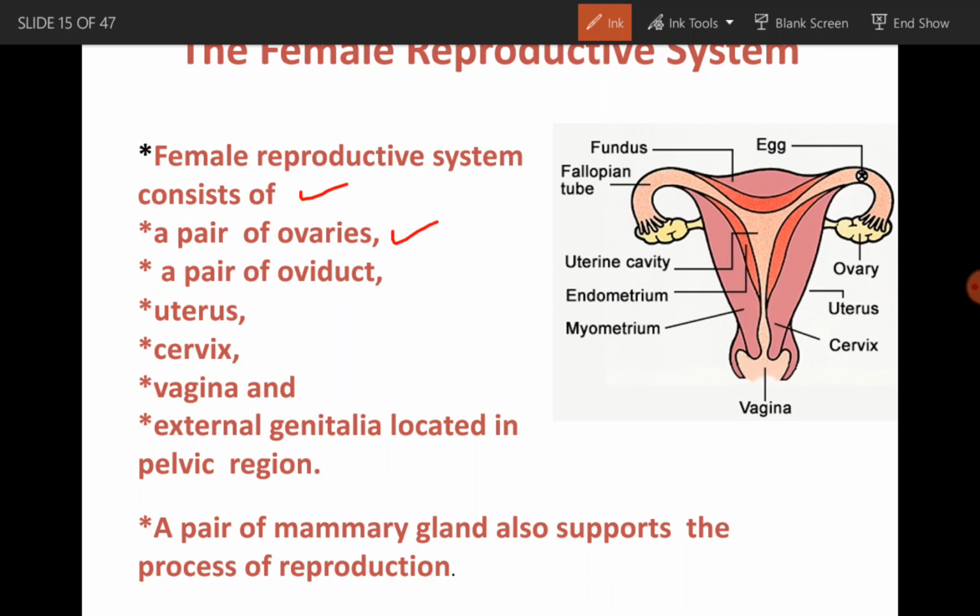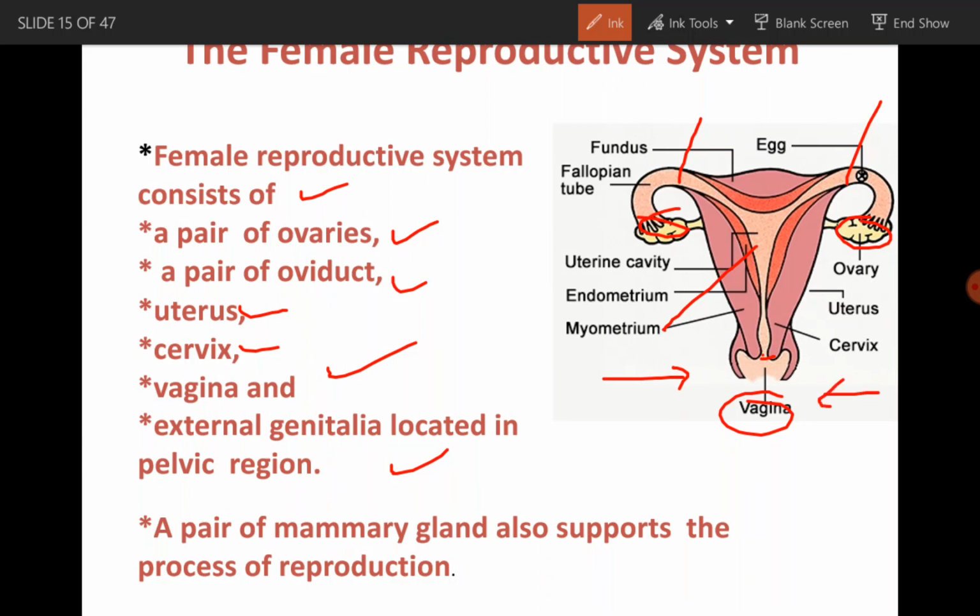So the female reproductive system consists of a pair of ovaries, the right and left ovary, and a pair of oviducts, or fallopian tubes. Then the uterus, which has three different layers. We will discuss that in the next section of this video. The cervix, this is the pore between the uterus and vagina. And the vagina, and the external genitalia located in the pelvic region.